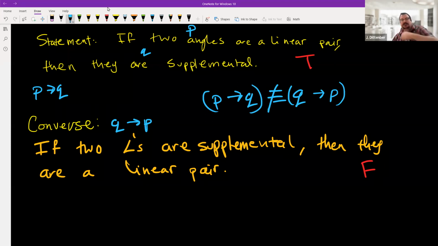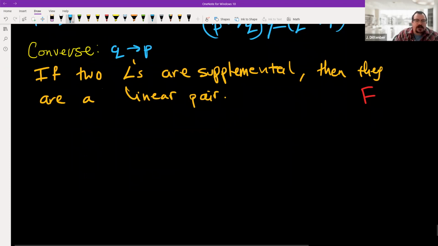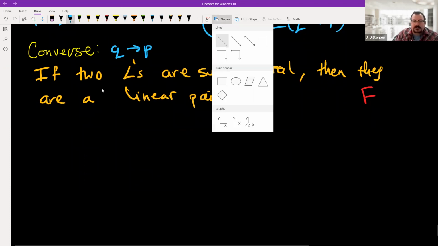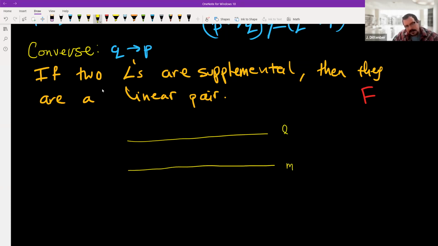Okay, so it's not the case that these are logically equivalent, because here you see an example, right? But maybe you're not convinced. So remember what I said it means for angles to be supplemental. Suppose I've got two parallel lines, L and M. So L is parallel to M.